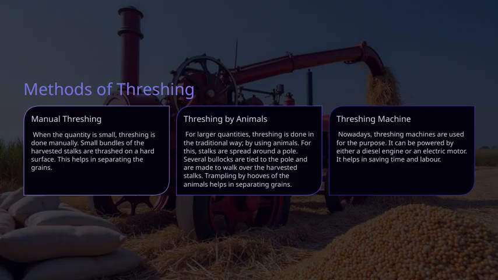Today, however, most farmers use thrashing machines. These machines are much more efficient and save a lot of time and effort. They can be powered by either a diesel engine or an electric motor, making the process quicker and less labor-intensive. This evolution from manual to machine thrashing highlights how technology has improved agricultural productivity and efficiency, fitting into the broader theme of modern advancements in farming.